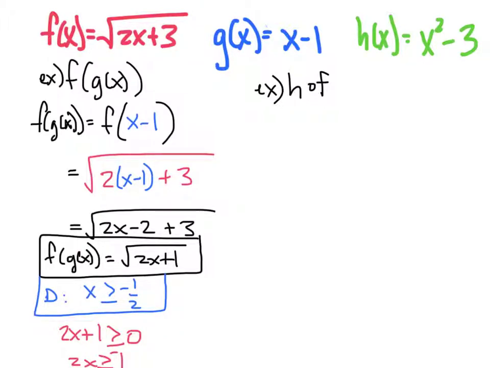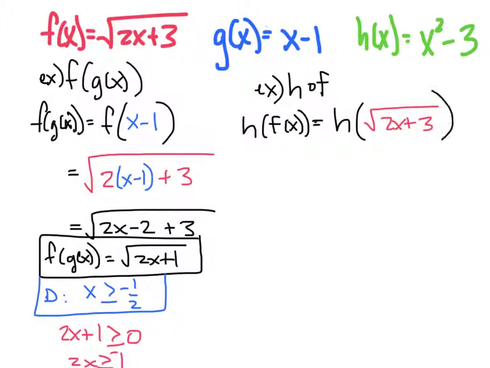All right, our last example, h of f. So this is h of f of x. So the first thing I'm going to do is replace that f of x with the function f of x, the square root of 2x plus 3. So now this x in h is going to get replaced with the square root of 2x plus 3. So now I have that this is equal to, it used to be an x squared minus 3, but inside this is now the square root of 2x plus 3.